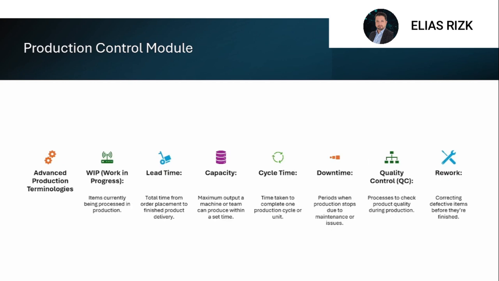This is when a company outsources a part of the production process to another company. For example, a clothing brand sends fabric to a partner company for dyeing. That's subcontracting. It's a way to share the workload and the expertise. We have some advanced production terminology as well, so we will quickly review that also.